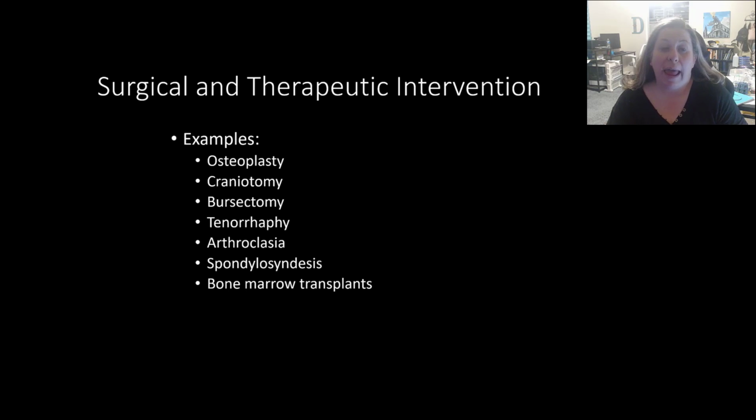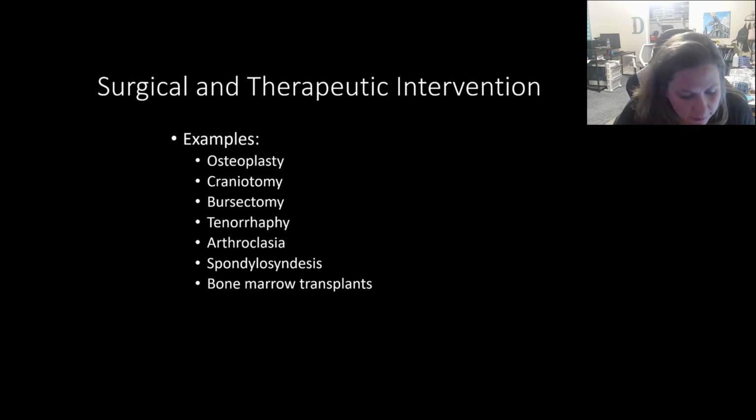The next thing is surgical and therapeutic interventions. And so when we're looking at some of these interventions, you can see that we have osteoplasty, which is going to be a surgical repair of the bone. We have a craniotomy, which is going to be where we're looking at excision of a segment of the actual skull, where they'll take like a piece of the skull out. A bursectomy is going to deal with the bursa, so excising or taking out the bursa.